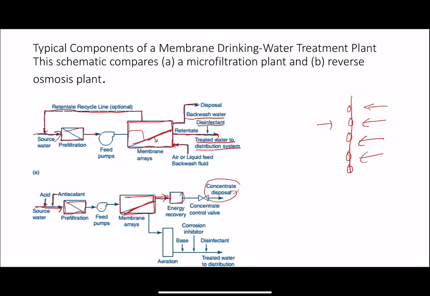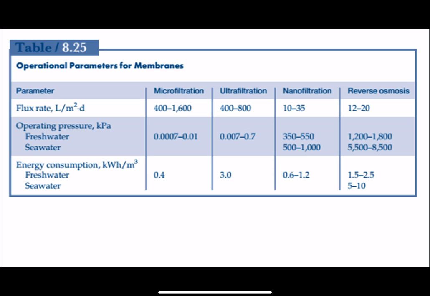And then the clean water comes to aeration. You add oxygen. And once you added acid earlier, now you add base here to neutralize it, and you add corrosion inhibitor and disinfectant, and then send it to the water distribution system. So this is a very good reverse osmosis schematic diagram, and this is a very good microfiltration schematic diagram.